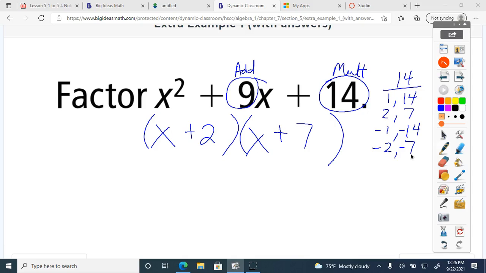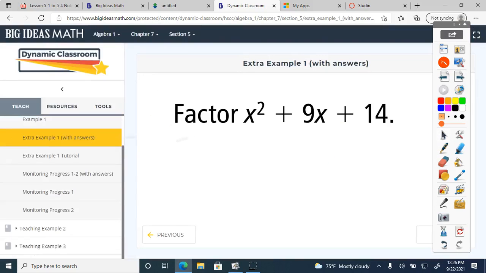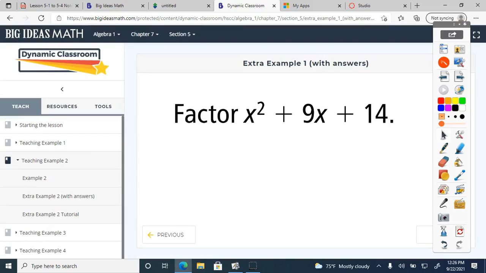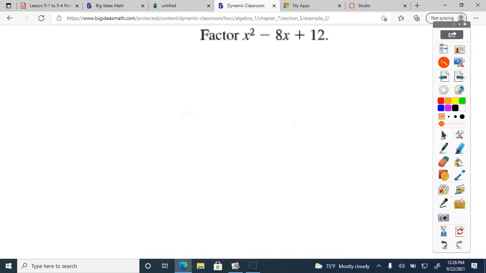All right, let's try example 2. Bet you would cross that down. Here we go.